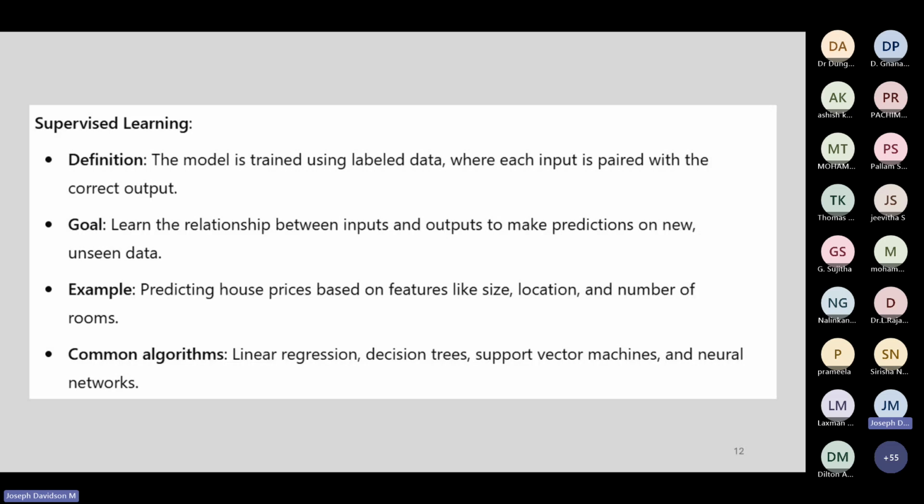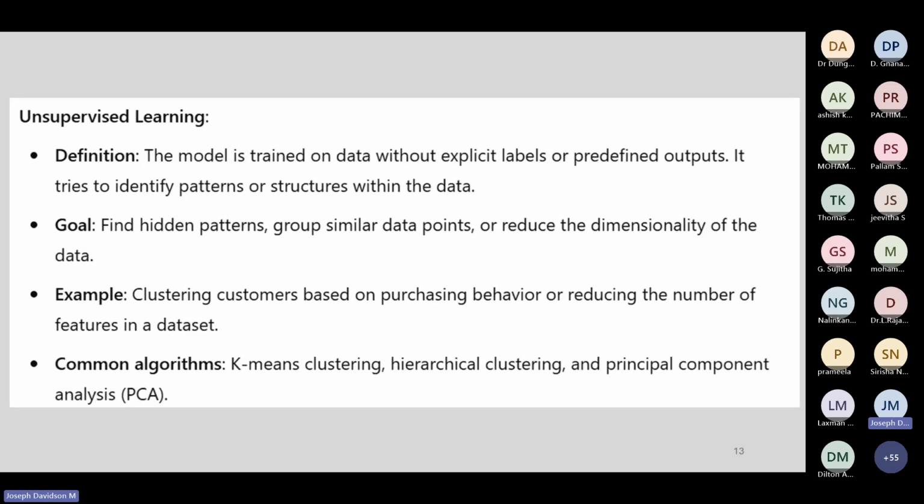So we call that labeled data. Labeled data is not just giving some name or something like that. It is data whose values or characteristics we know, and what it can produce as an output, that also we know. So the model is trained using labeled data, where each input is paired with a correct output. The goal is to learn the relationship between the input and the output, and to make predictions on new and unseen data. So I have a set of data, and I am interested in finding out data which I have not trained on. Common algorithms of this class are linear regression, decision tree, support vector machines, and all those things.